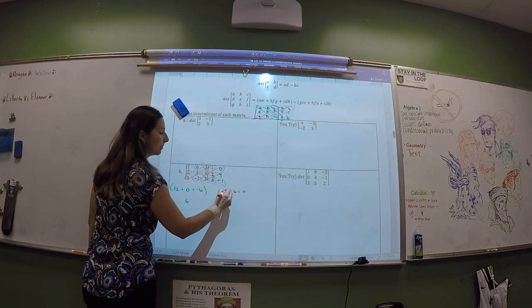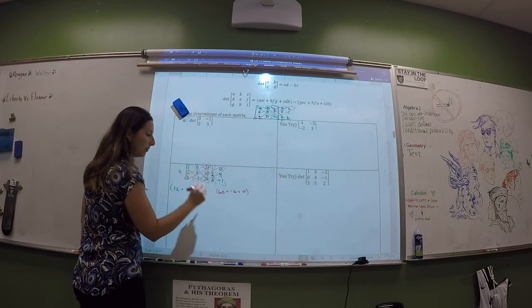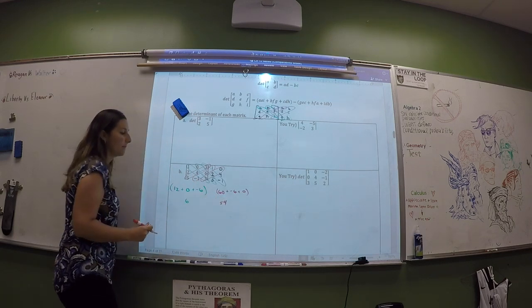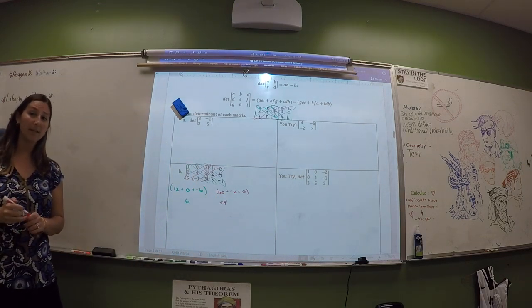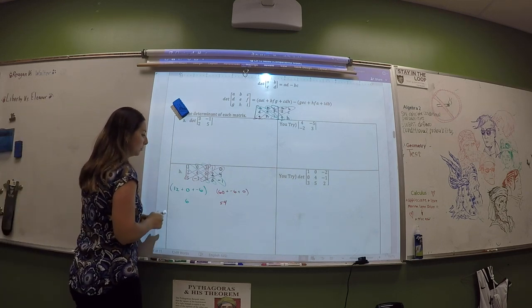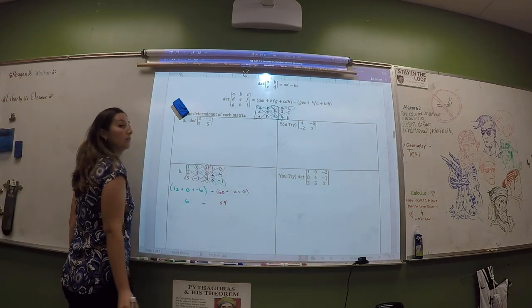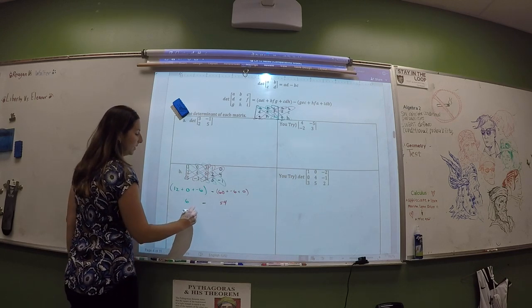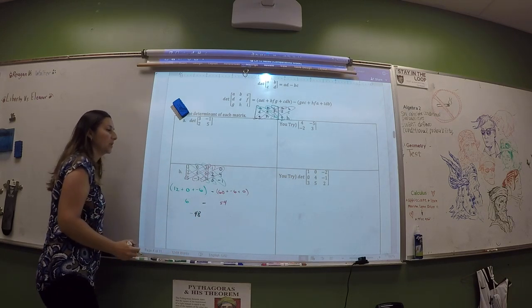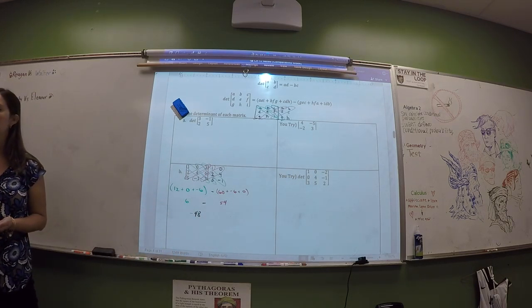Then we add them up. And when we add those up, we get 54. And in between, we subtract. So that's going to be -48. So that's the determinant of that matrix.